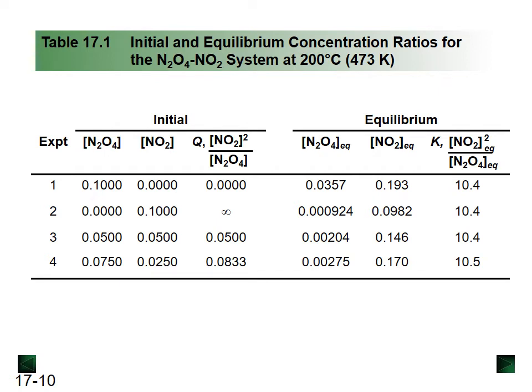This table again compares reaction quotient and equilibrium constant for the same reaction, N2O4 and NO2. The reactant is N2O4, the product is NO2. Okay, so we have 4 experiments with different initial concentrations. In experiment 1, we start with 0.1 reactants, 0 product. If you calculate the Q, you use product divided by reactants, 0 divided by 0.1. That gives you 0, right?